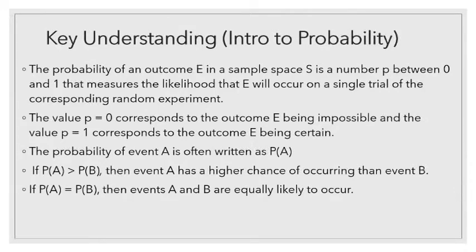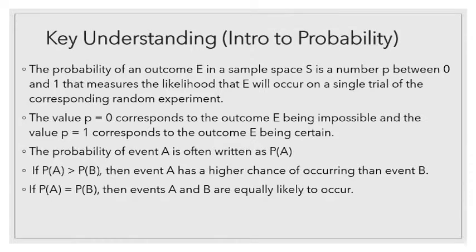Now, the probability of an outcome E in a sample space S is the number P between 0 and 1 that measures the likelihood that E will occur on a single trial of the corresponding random event. So the probability of any event lies between 0 and 1. You cannot go below 0 and you cannot go above 1. It should lie between 0 and 1.